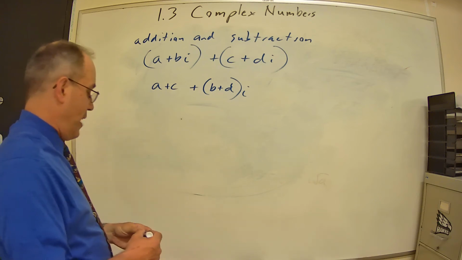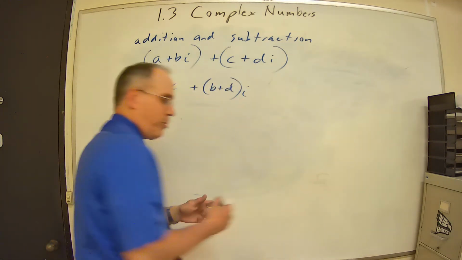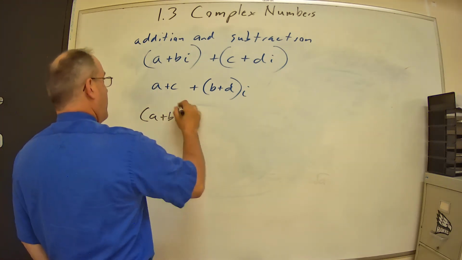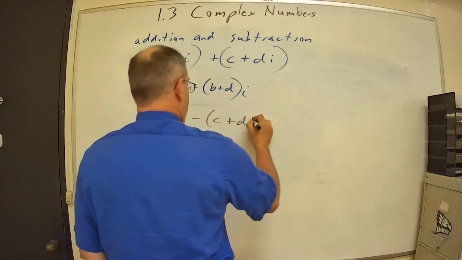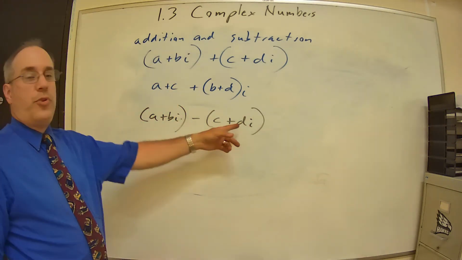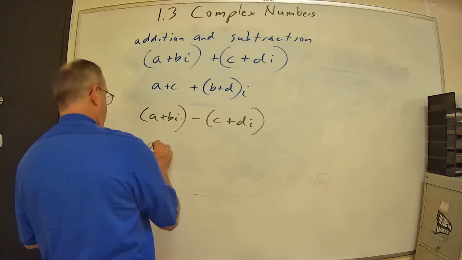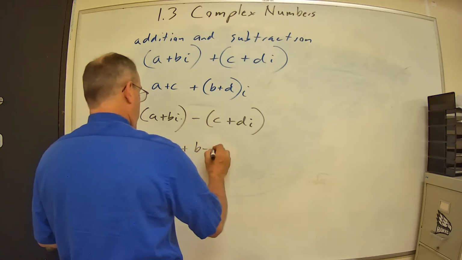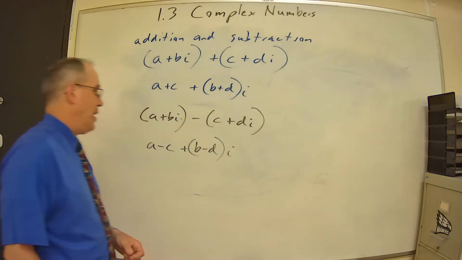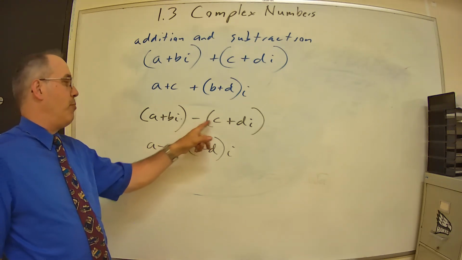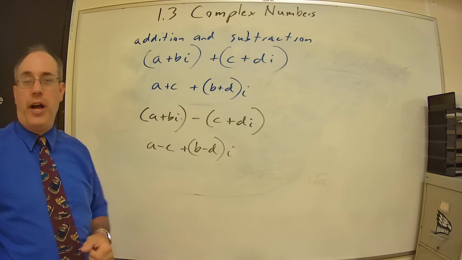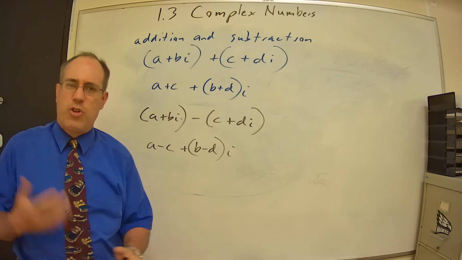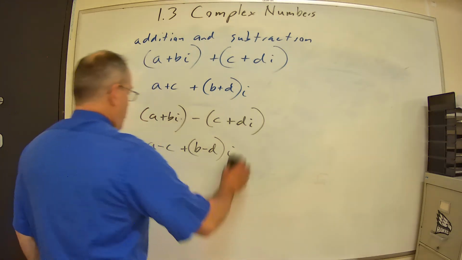If we have subtraction, I'm going to switch over to black and see if it works well enough for us to do this. If I have a plus bi minus c plus di, well, I'm going to distribute that negative through, so I'm going to have a minus c plus b minus d i. Because I just distribute that through, I get minus c minus di, and I combine like terms again. So that's the only real difference, so that's why I say, well, let's just look at this all together. So let's run one and see what happens.